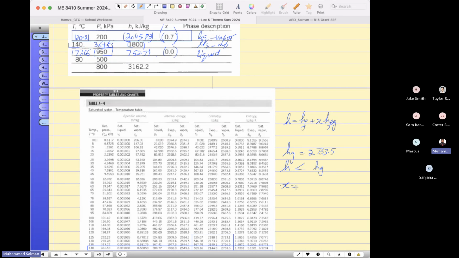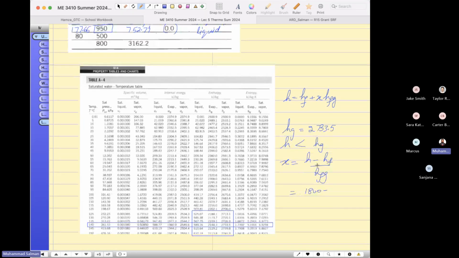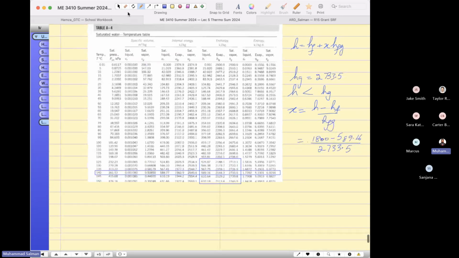So we can find the answer for x: H minus HF over HFG, and it equals 1800 minus HF. It is 589.16. This is 1800. Okay, guys, divided by 2733.5, and that will give you the answer. You can calculate the answer. Let me try to do it in my calculator. So 1800 minus 589.16.